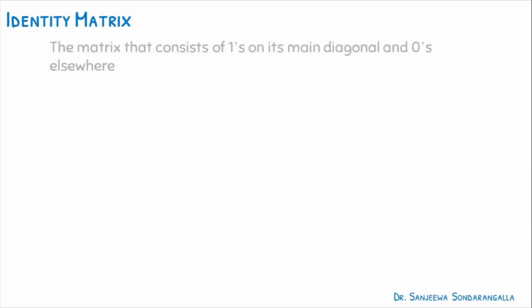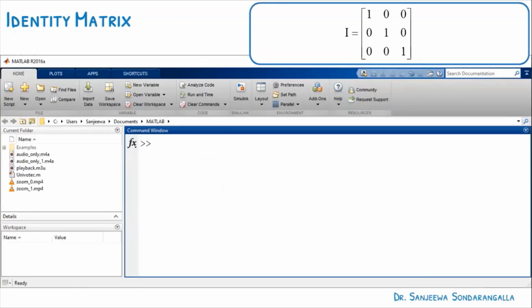Identity matrix. In an identity matrix, all diagonal elements are equal to unity. See this example. To define a 3 by 3 identity matrix in MATLAB, type eye, open the bracket, 3, close the bracket, then enter.